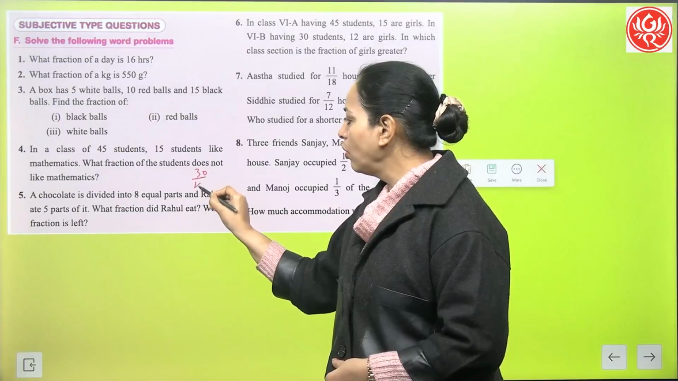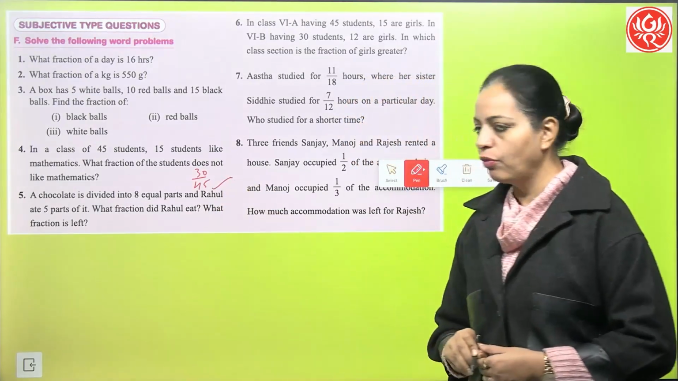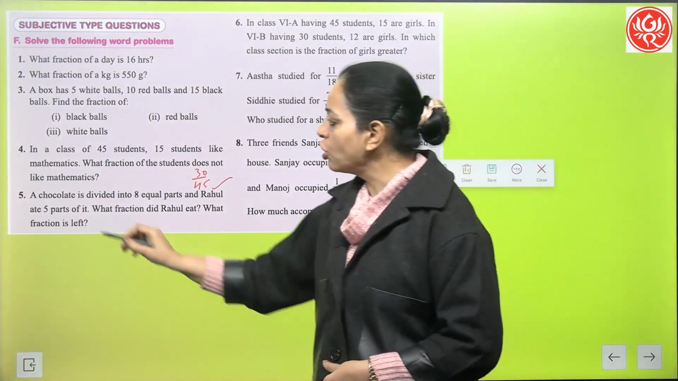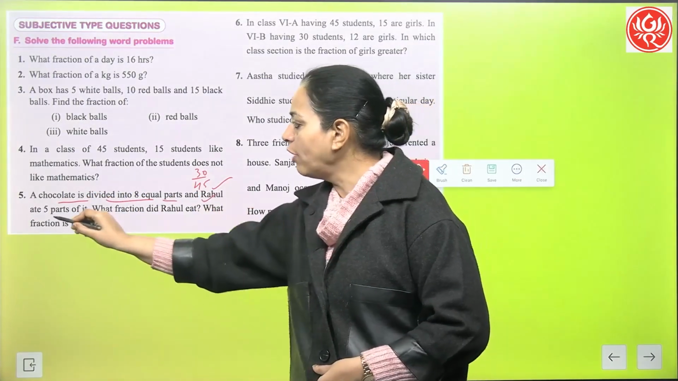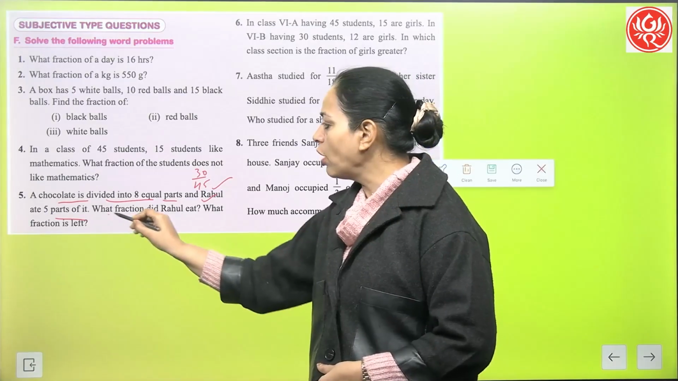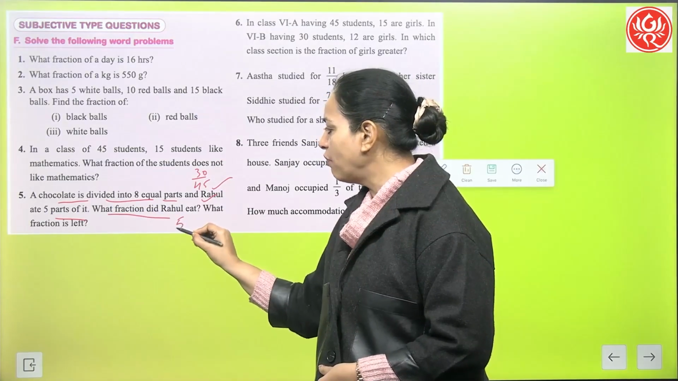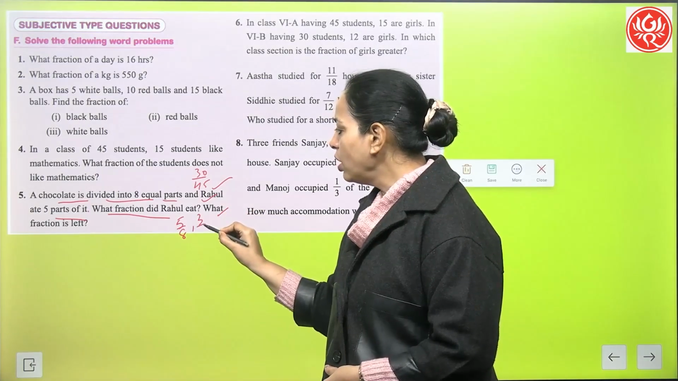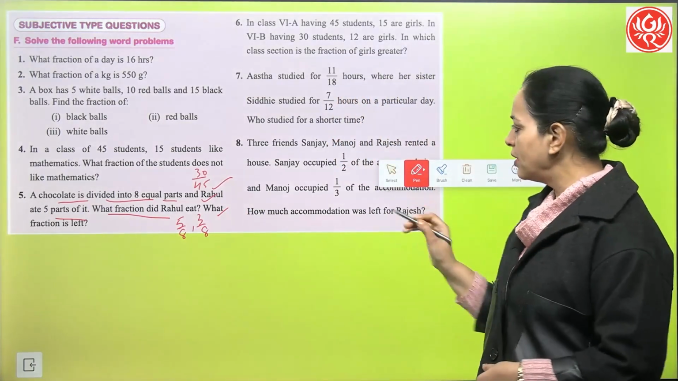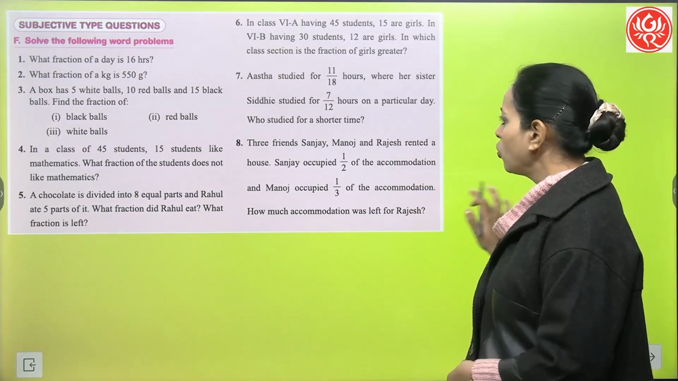30 upon 45. Okay. Now like fifth question, a chocolate is divided into 8 equal parts and Rahul ate 5 parts of it. So what fraction did Rahul eat? That is 5 upon 8. And what fraction is left? 3 upon 8. Similarly, you can try the remaining questions.